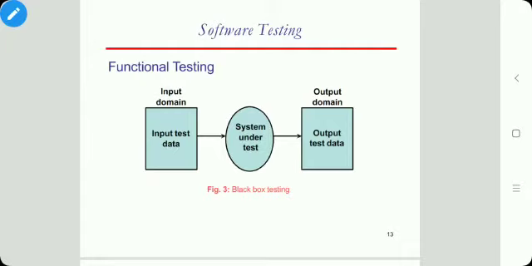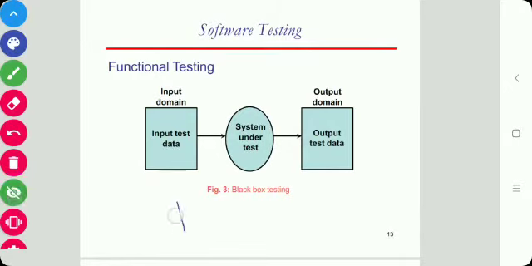So one way to examine this issue is to explore a strategy where testing is based on the functionality of the program, and it is known as functional testing.